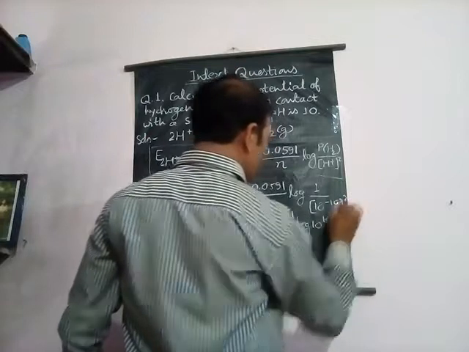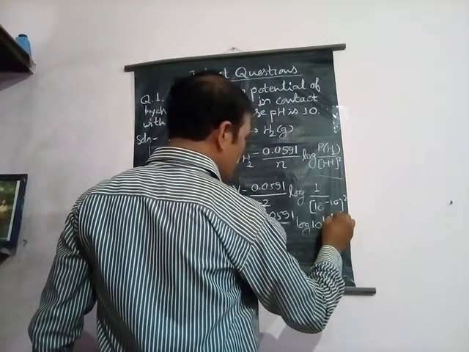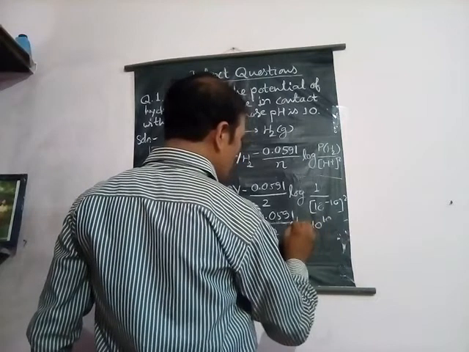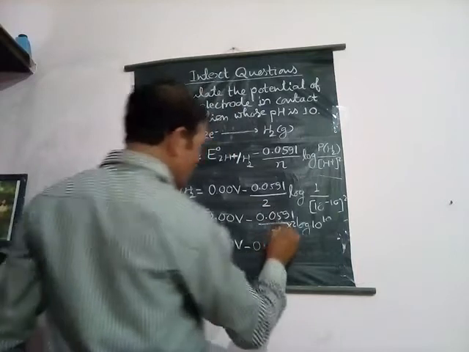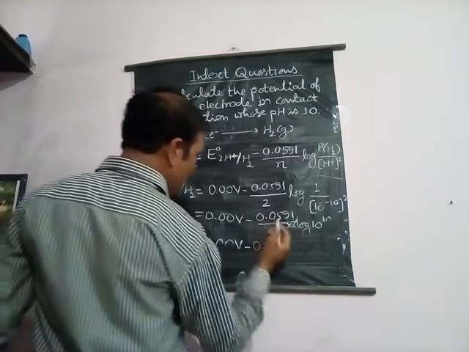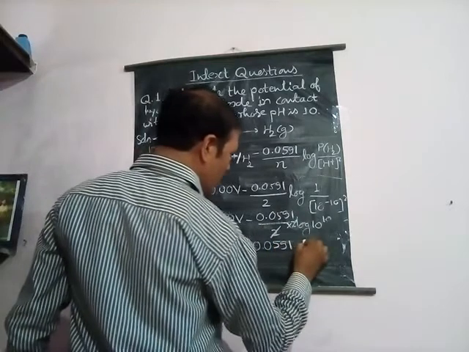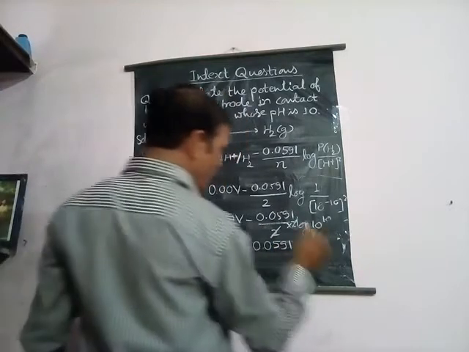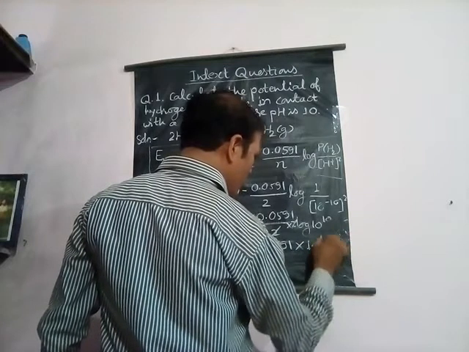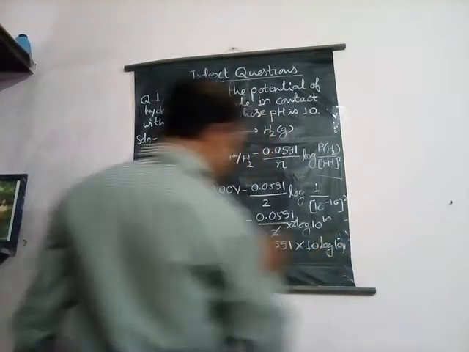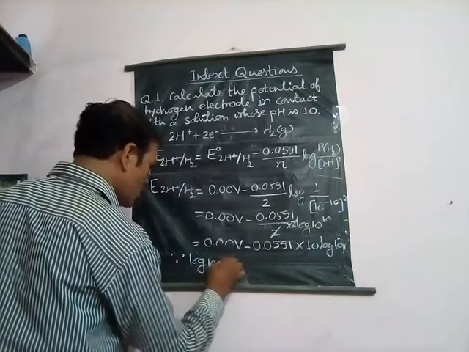Here the square is given, so the value will be equal to twice log 10 to the power 2. So this 2 will cancel by this 2, and we will get 0.0591 into 10 log 10. Since you know very well that log 10 is equal to 1.